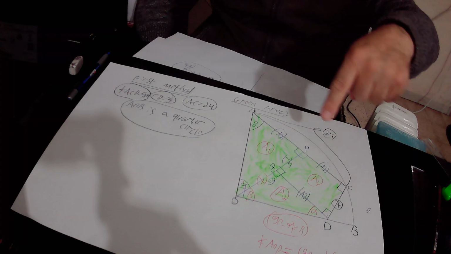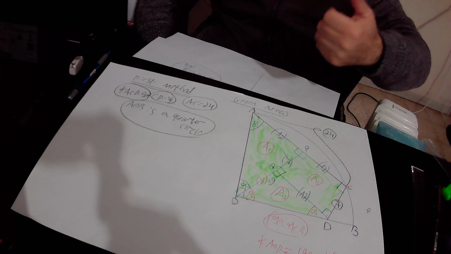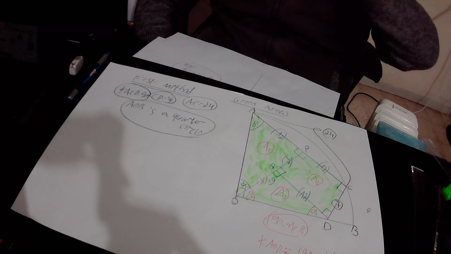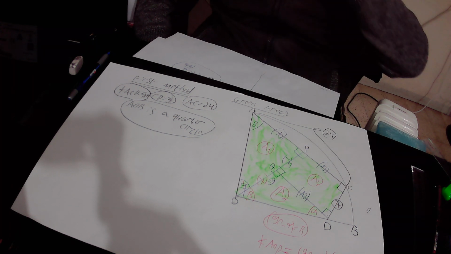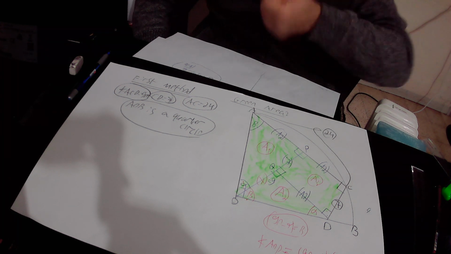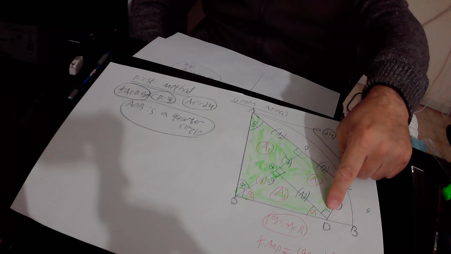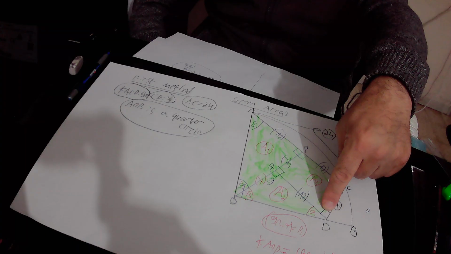Here we have 1, 2, 3 right angles. The sum of 3 right angles is 90 times 3, which is 270 degrees, plus this missing angle. In total, the sum of those 4 angles must be equal to 360 degrees according to the rule that the sum of the angles in any quadrilateral is equal to 360 degrees. Therefore, the missing angle here must be equal to 90 degrees.